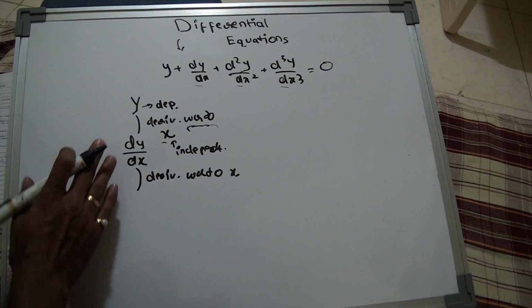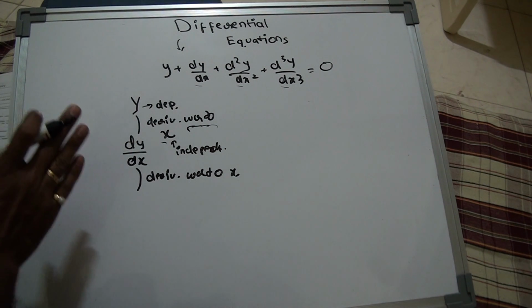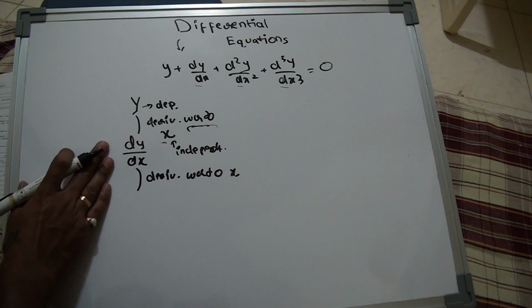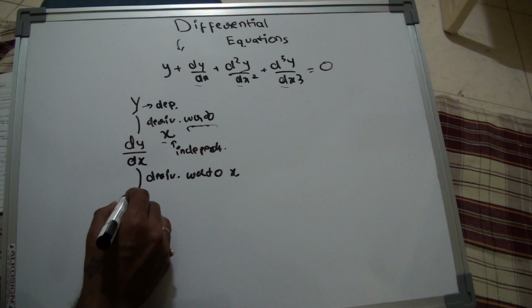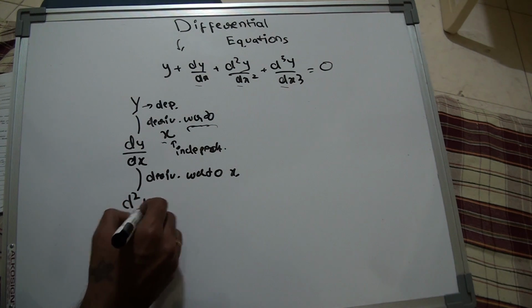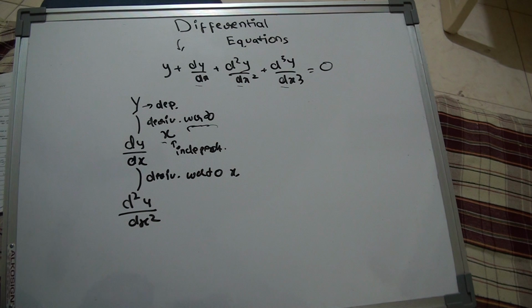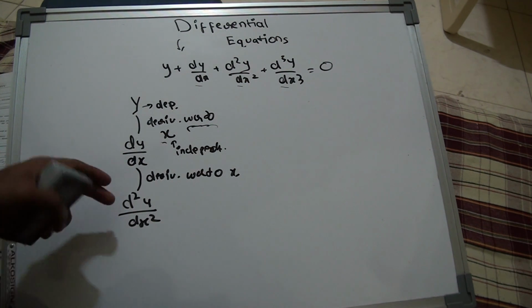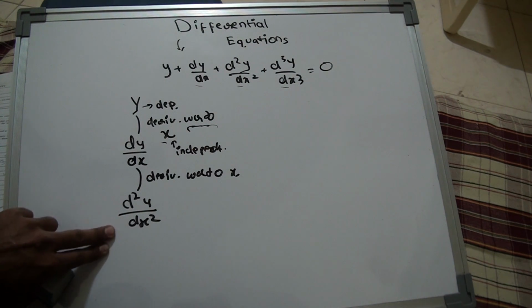Then what will happen? This will now change. This was the main variable. You have taken its derivative once. This is the answer. You will take its derivative again. Then you will be getting d2y by dx square. See, that is the difference between a dependent variable and an independent variable.